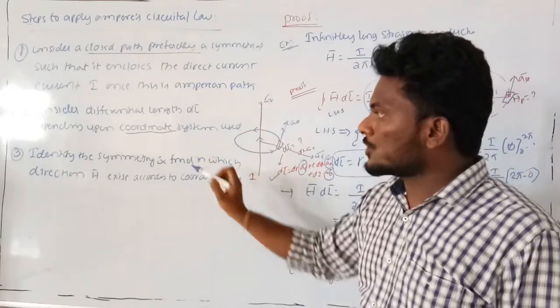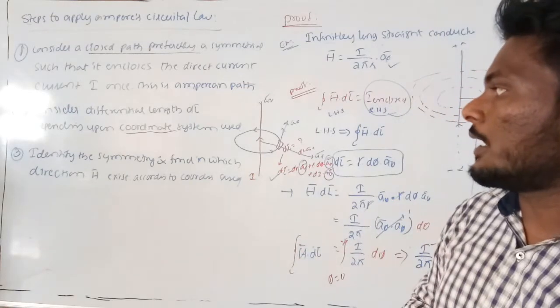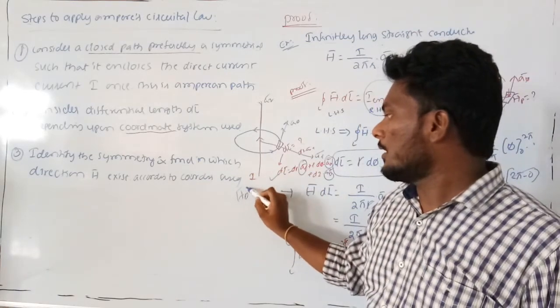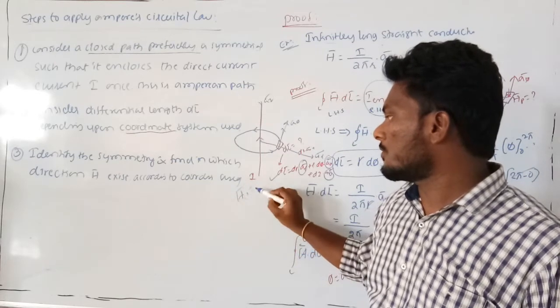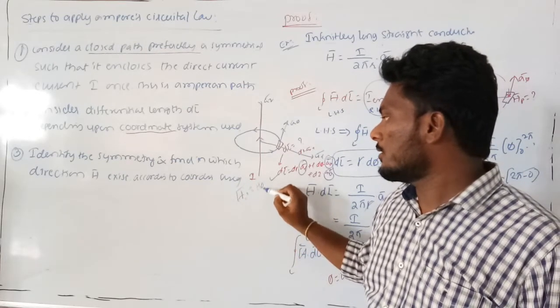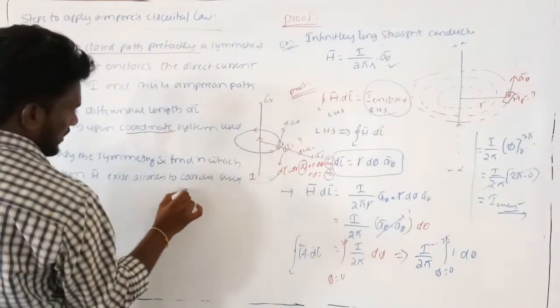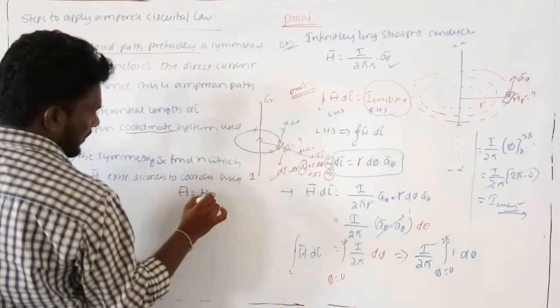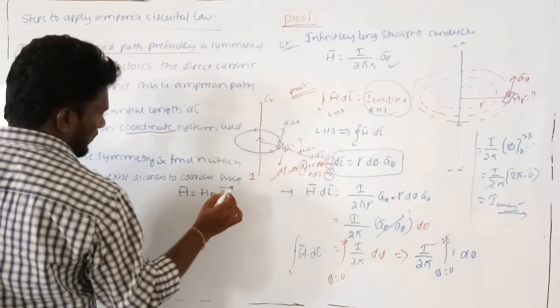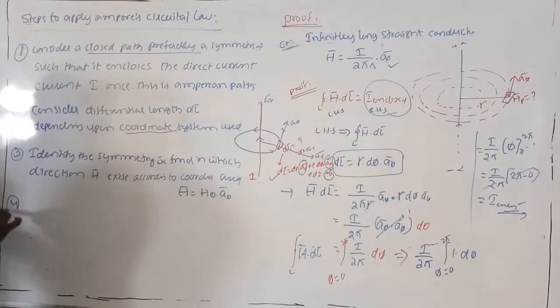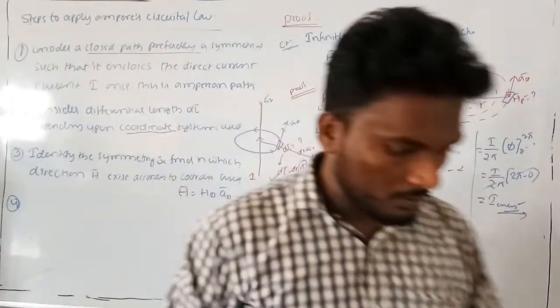And for H bar, identify the symmetry and find in which direction H bar is. For step number 3, H bar is in the phi direction. So you represent H like this: H bar is equal to H phi, the magnitude, times a phi bar, the direction. That is step number 3. Now step number 4.